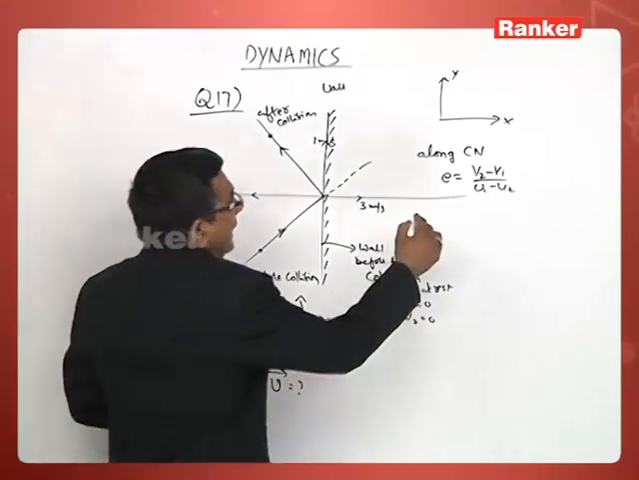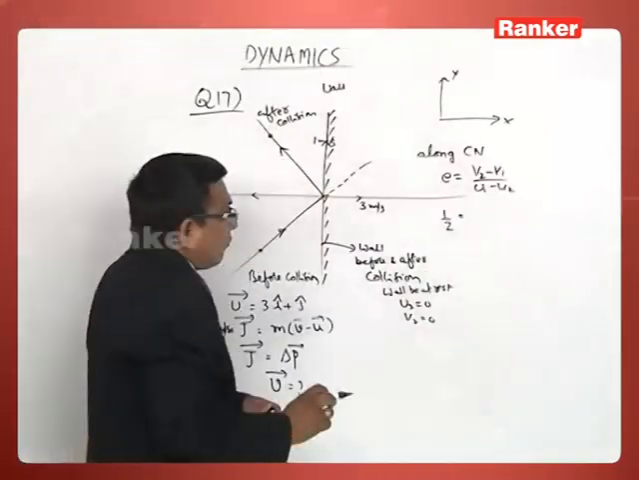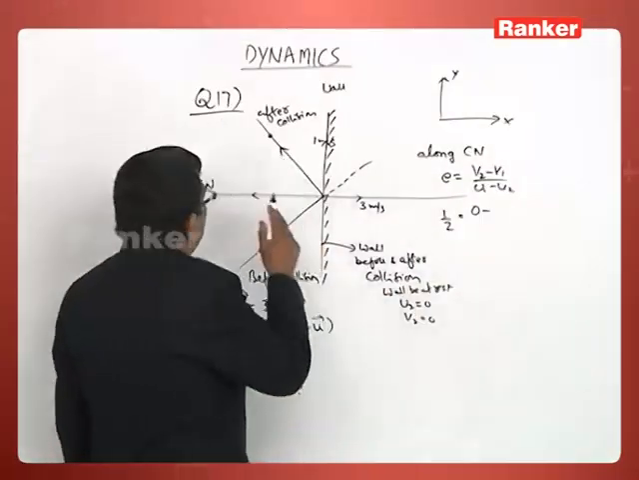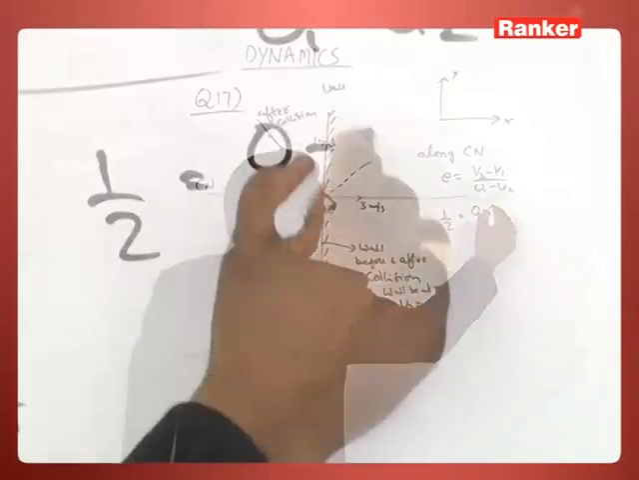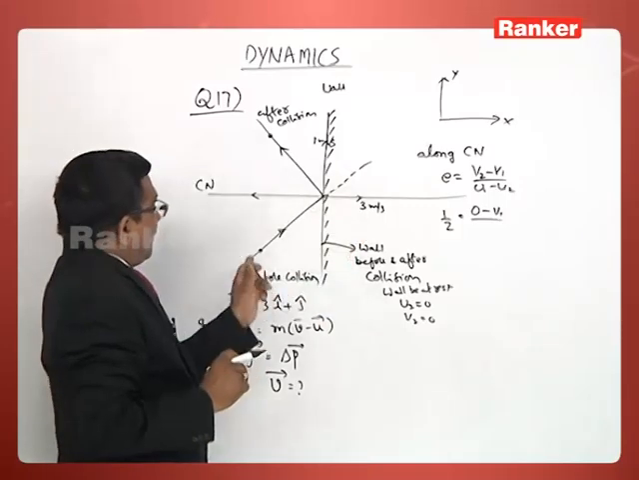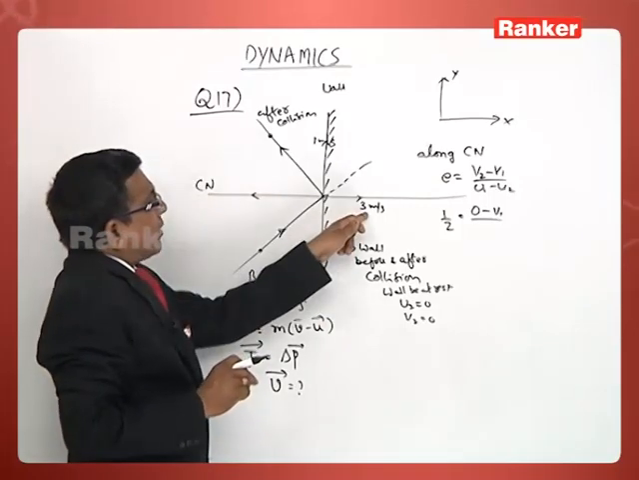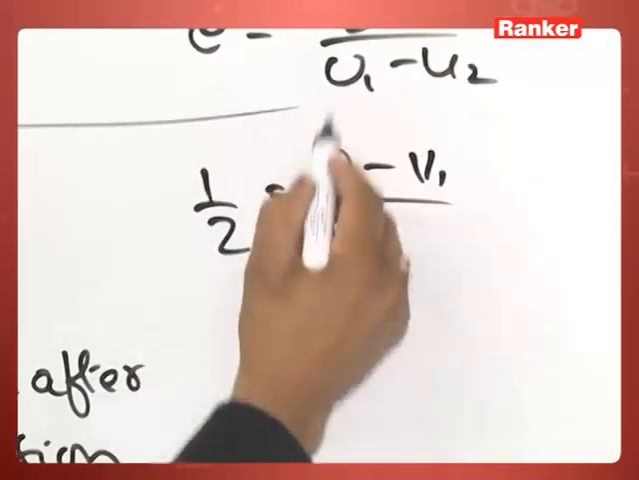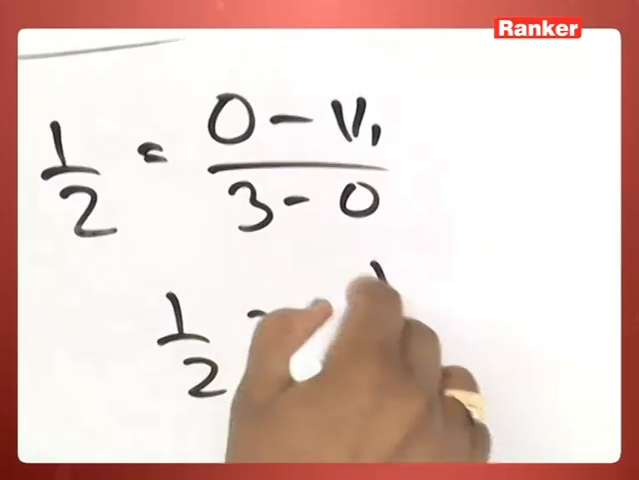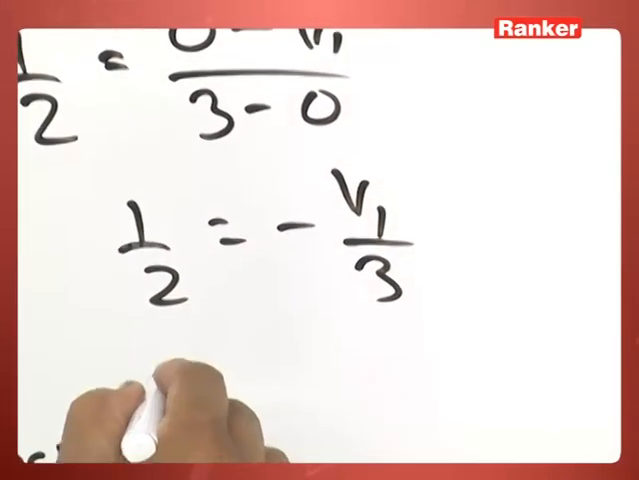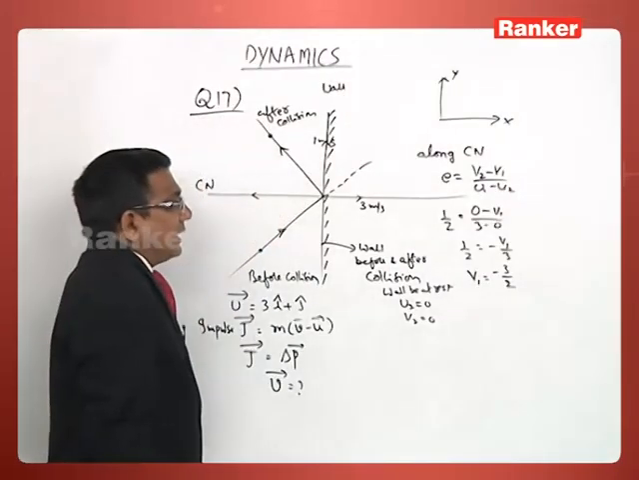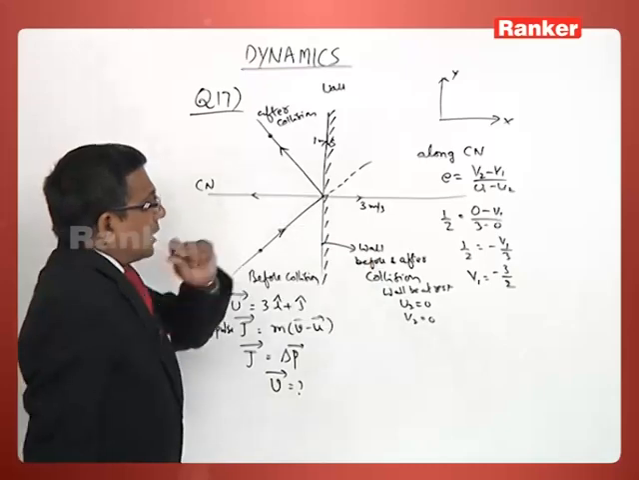Therefore, the value of e was given as half. What is v2? v2 is 0, minus, we have to calculate v1, so minus v1 after collision by u1. u1 is 3. Before collision, the velocity along the common normal direction is 3 and u2 is 0. Therefore, if you calculate this, minus v1 by 3, you are going to get v1 equal to minus 3 by 2. This is the velocity along the x axis.